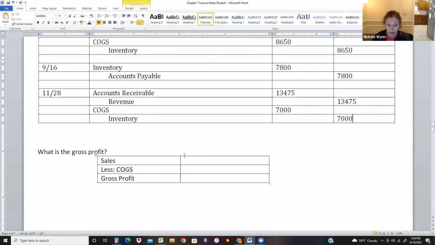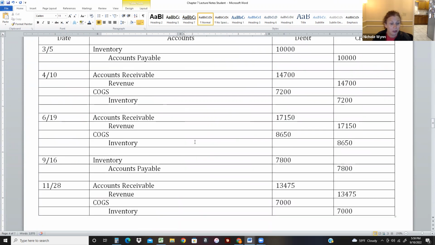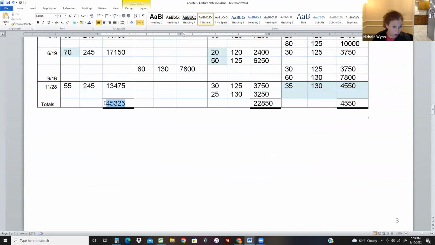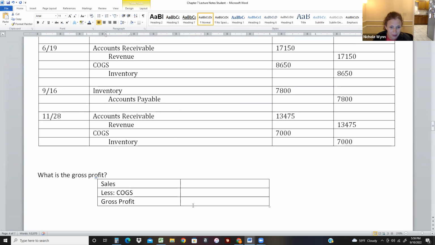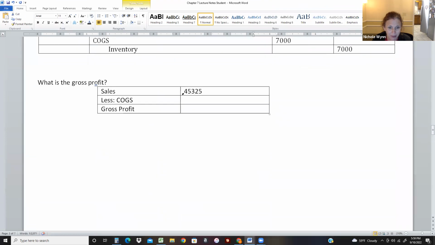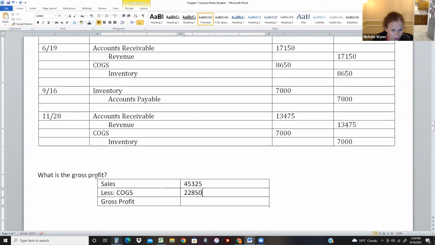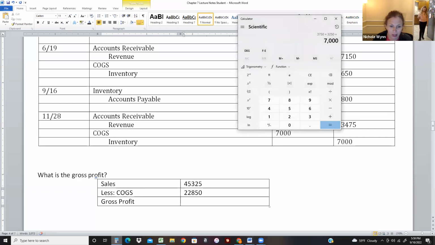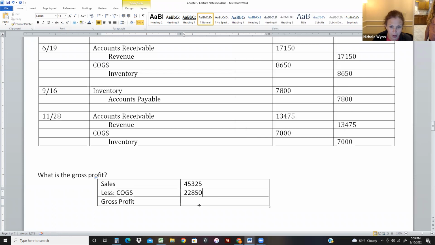So what is the gross profit? It would be revenue minus COGS. So your revenue is the total revenue here, 45,325. And this would be the top of the income statement, right? Revenue minus COGS is gross profit. And then COGS comes right out of the table, 22,850. Gross profit is 22,475.